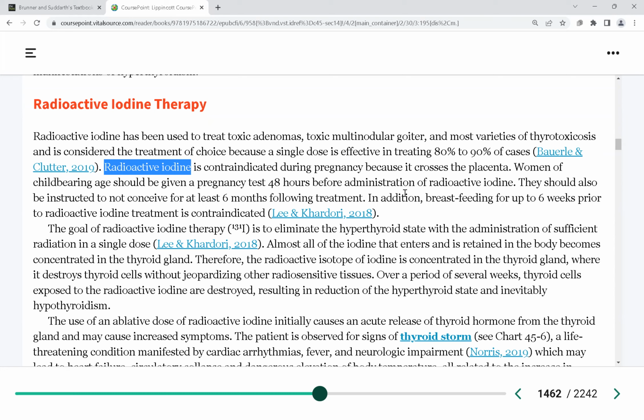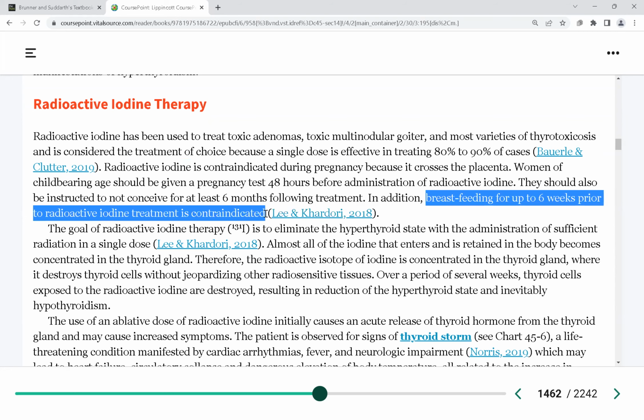But what will their babies look like? Deformed. The babies will look like mutants, okay? Because their babies will be exposed to radioactive material. And no breastfeeding, the child breastfeeding will also be exposed to the radioactive iodine.